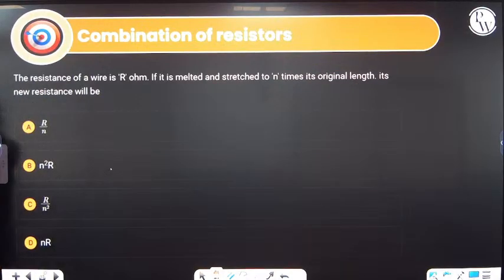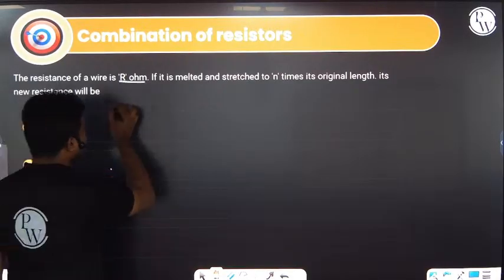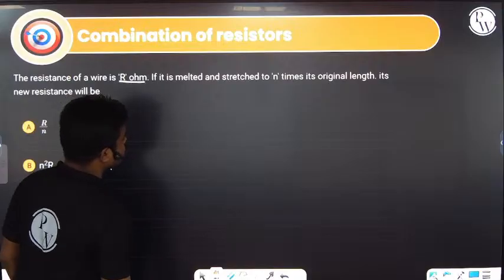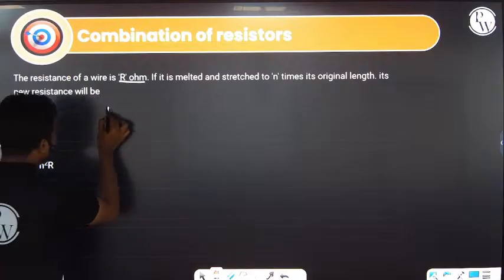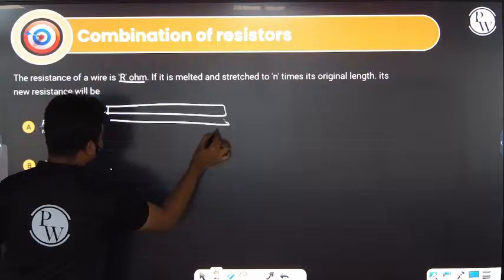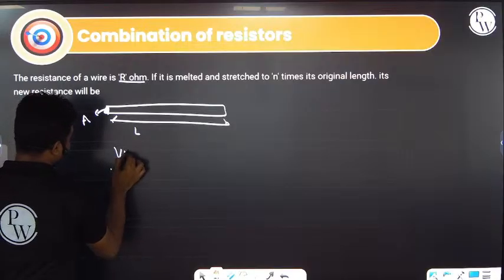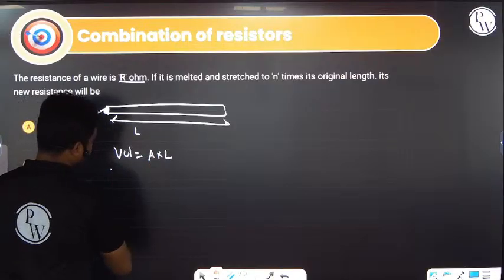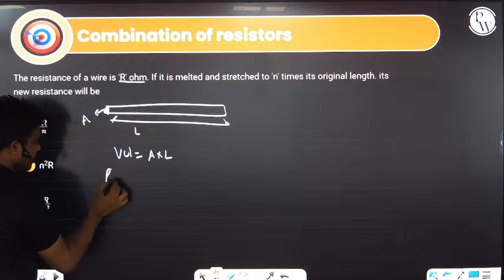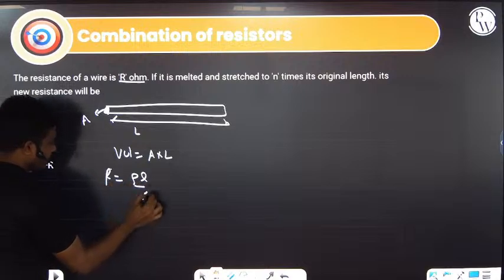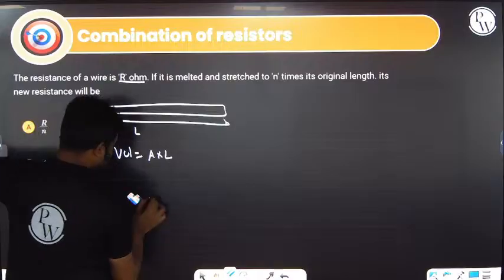Next we have the combination of resistors. The resistance of a wire is R ohm. It is melted and stretched to N times its original length. So there is one wire with length L and this has area A. So what is the volume? Volume equals area into length. And what is resistance? Resistance is given by rho L divided by area. So this is the resistance of the wire we have right now.